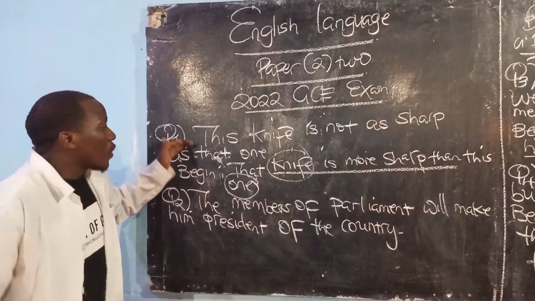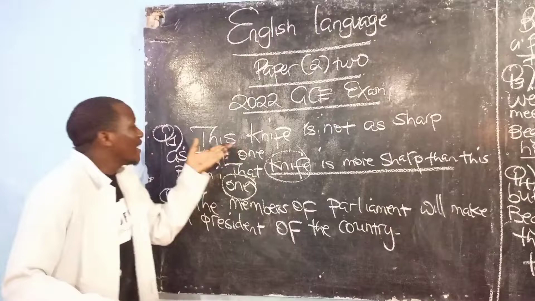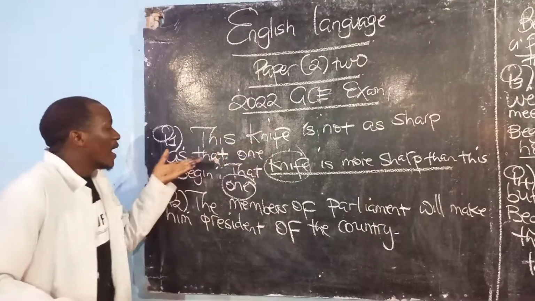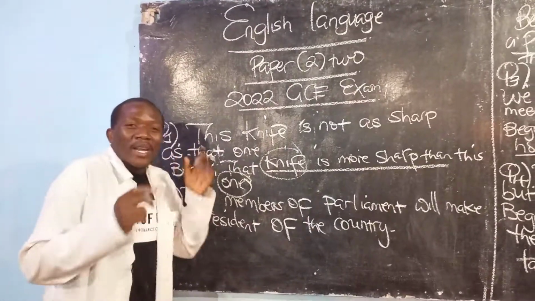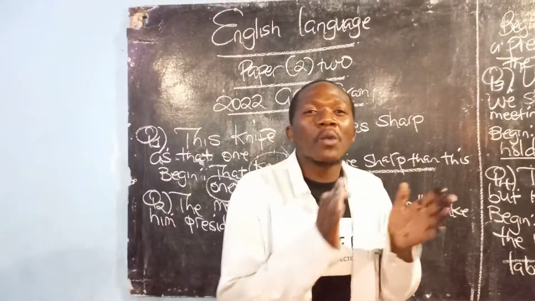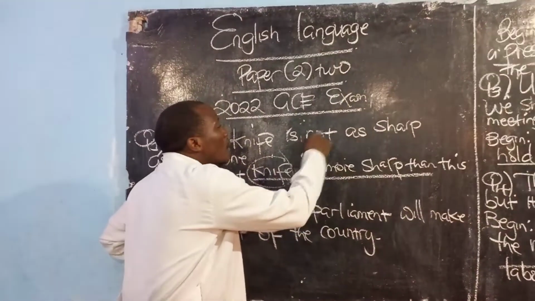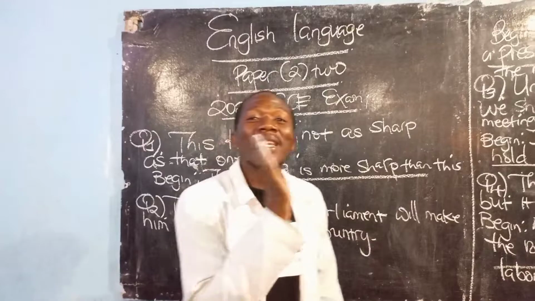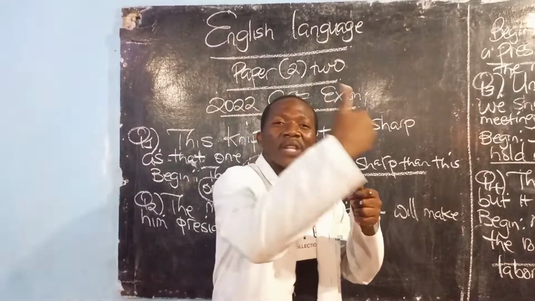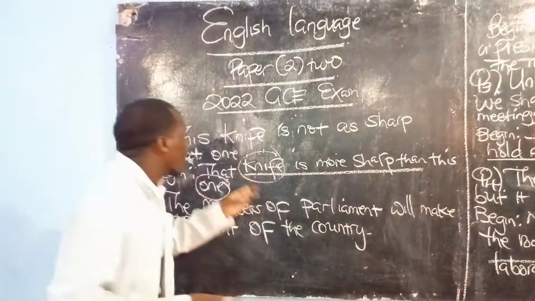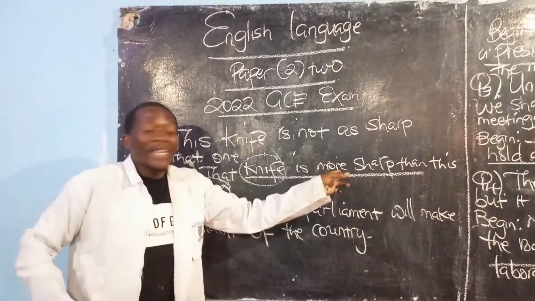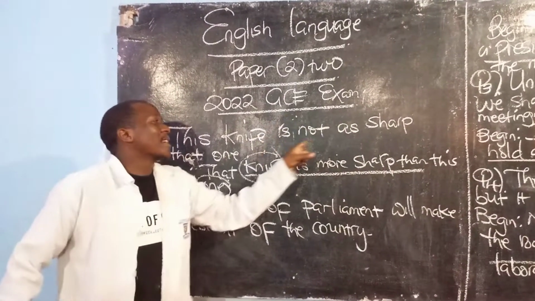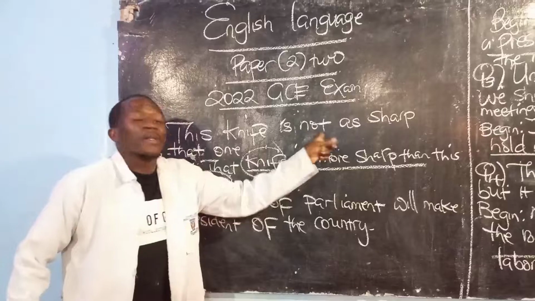Question 1 was talking about comparisons, where we said this knife is not as sharp as that one. We were meant to understand which one was more and which one was less. Saying not as good as is saying something is less. So when you start with what was mentioned last, we're supposed to say is more. This is to signify the whole purpose of why this is not was used.